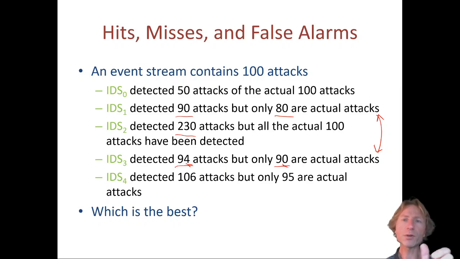Because they may not have complete overlap in the attacks. Maybe these are somewhat different attacks than these ones. So maybe the 80 that you have here are more important attacks than the ones detected in IDS3. Okay. So it's in general super difficult to determine what is the best intrusion detection system.